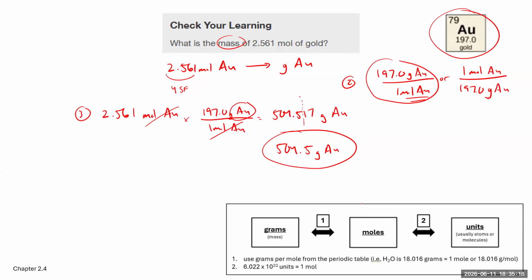Now let's use this table, right? We started out here now with moles. And we started out at 2.561 moles of gold. And we're trying to go to grams of gold, right? This is our end. So we're starting here. We're going to move across this arrow. We have to use number 1. This arrow tells us use the grams per mole from the periodic table, right? And that's what we did.